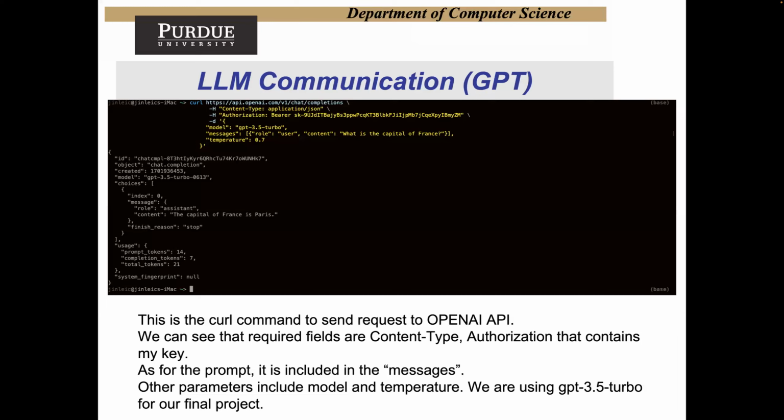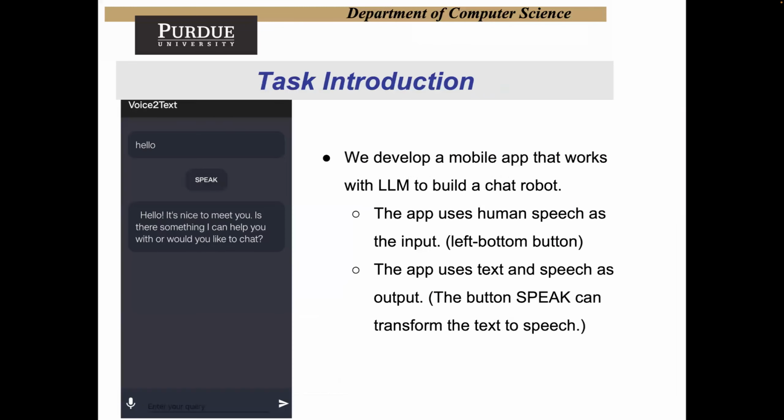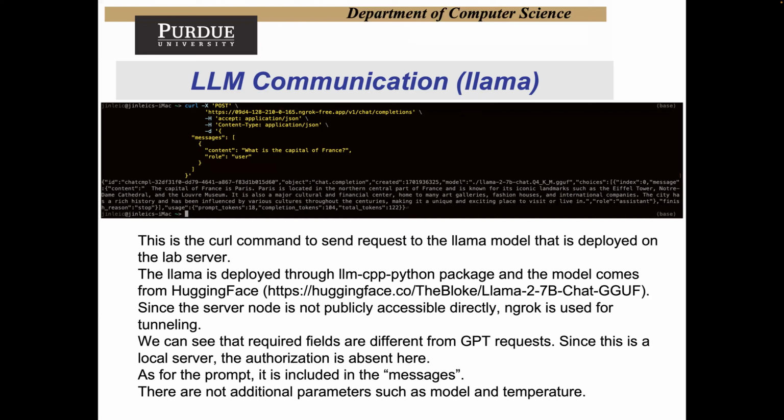And the return content, the capital of France is Paris, is then processed by our Android app and displayed on the screen as depicted before, right? So as for our lab project, we think, okay, when I send a message to OpenAI and it returns from OpenAI, it took so long.